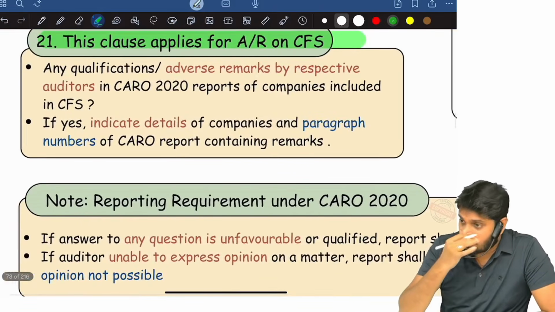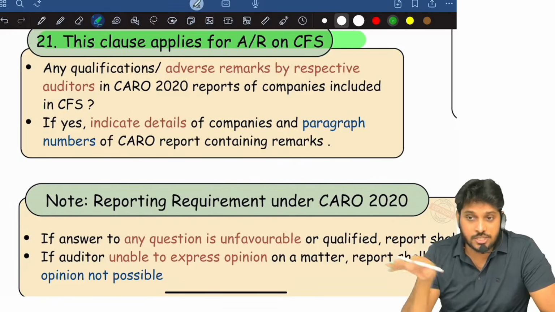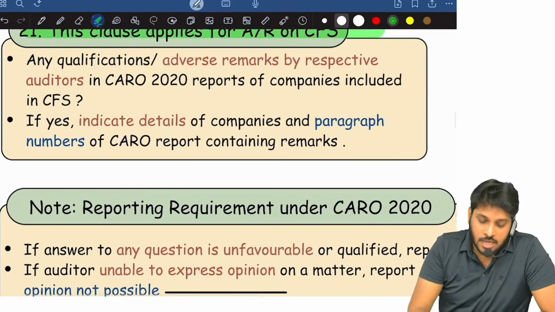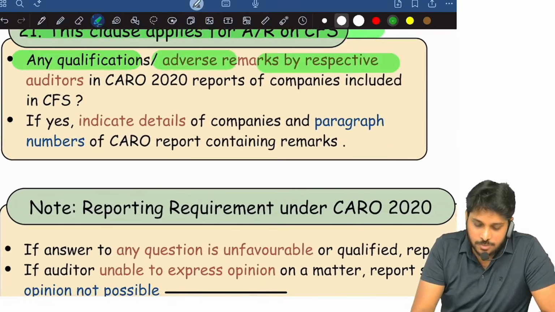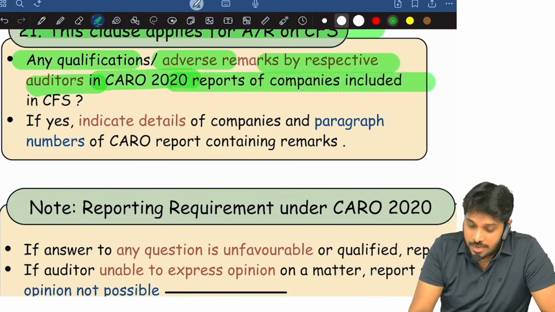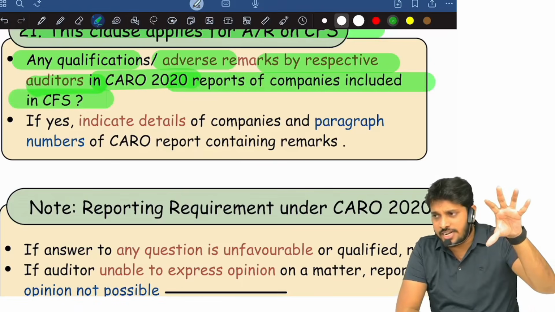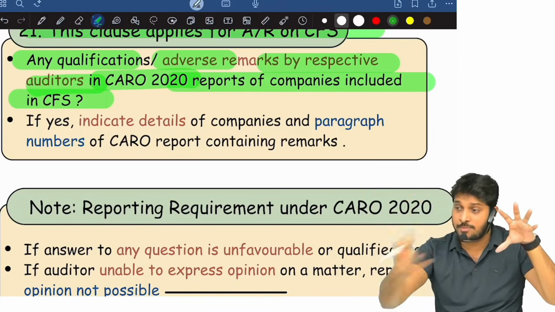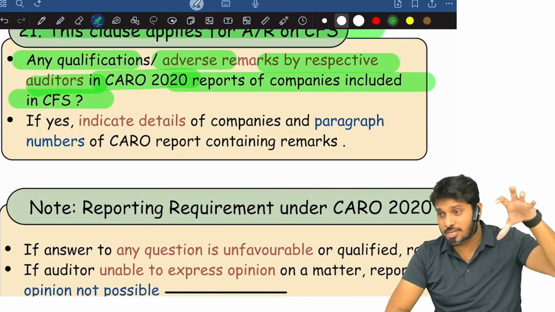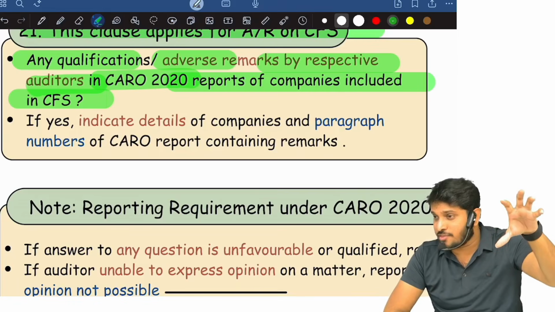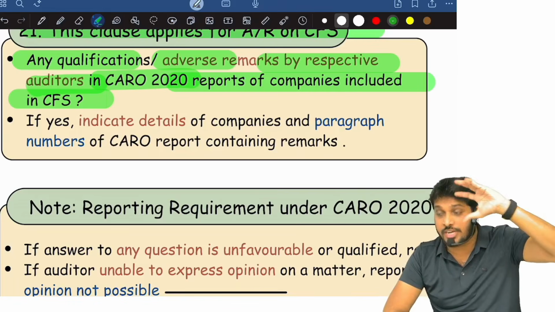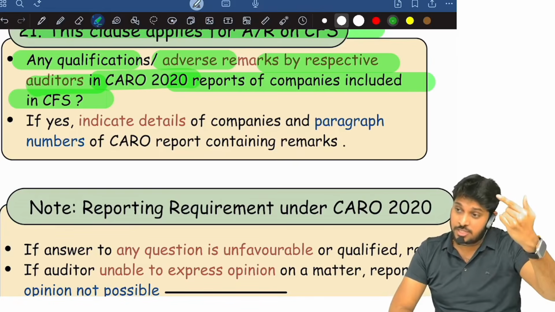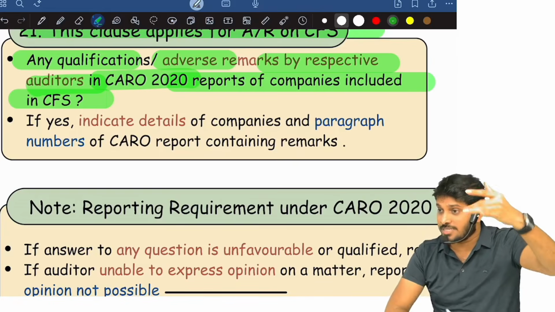This is applicable only for consolidated financial statements. This clause is not applicable in the audit report for standalone financial statements. So any qualifications or adverse remarks by auditors in CARO for companies included in the CFS. In consolidated financials, there are so many companies included. For example, take Reliance Industries: they have 300 subsidiary companies, 180 associate companies, some 40 or 50 joint ventures, more than 500 companies included in the consolidated financial statements. So the Reliance principal auditor on consolidated financial statements gives a CARO report.